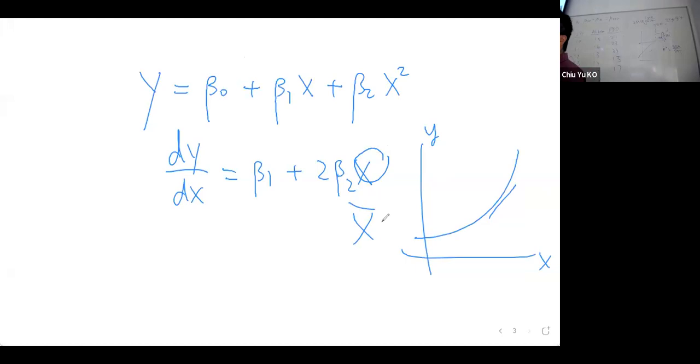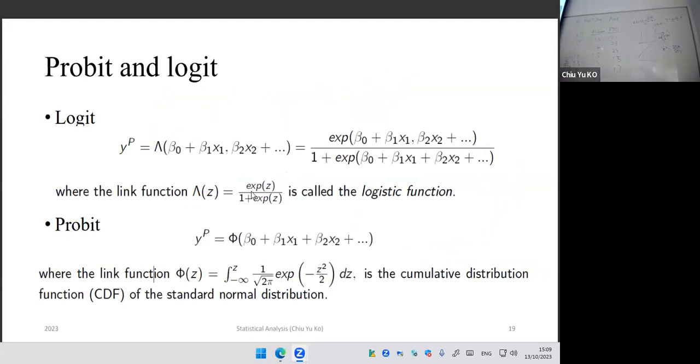Is that clear? Because look at this quadratic. The slope depends on where you are. And when you calculate at the mean, I look at x bar and look at this slope. Logit is the same idea. You can take a differentiation of that guy if you really want to do it, with respect to x1, and then you evaluate everything at the mean. That's the same thing.